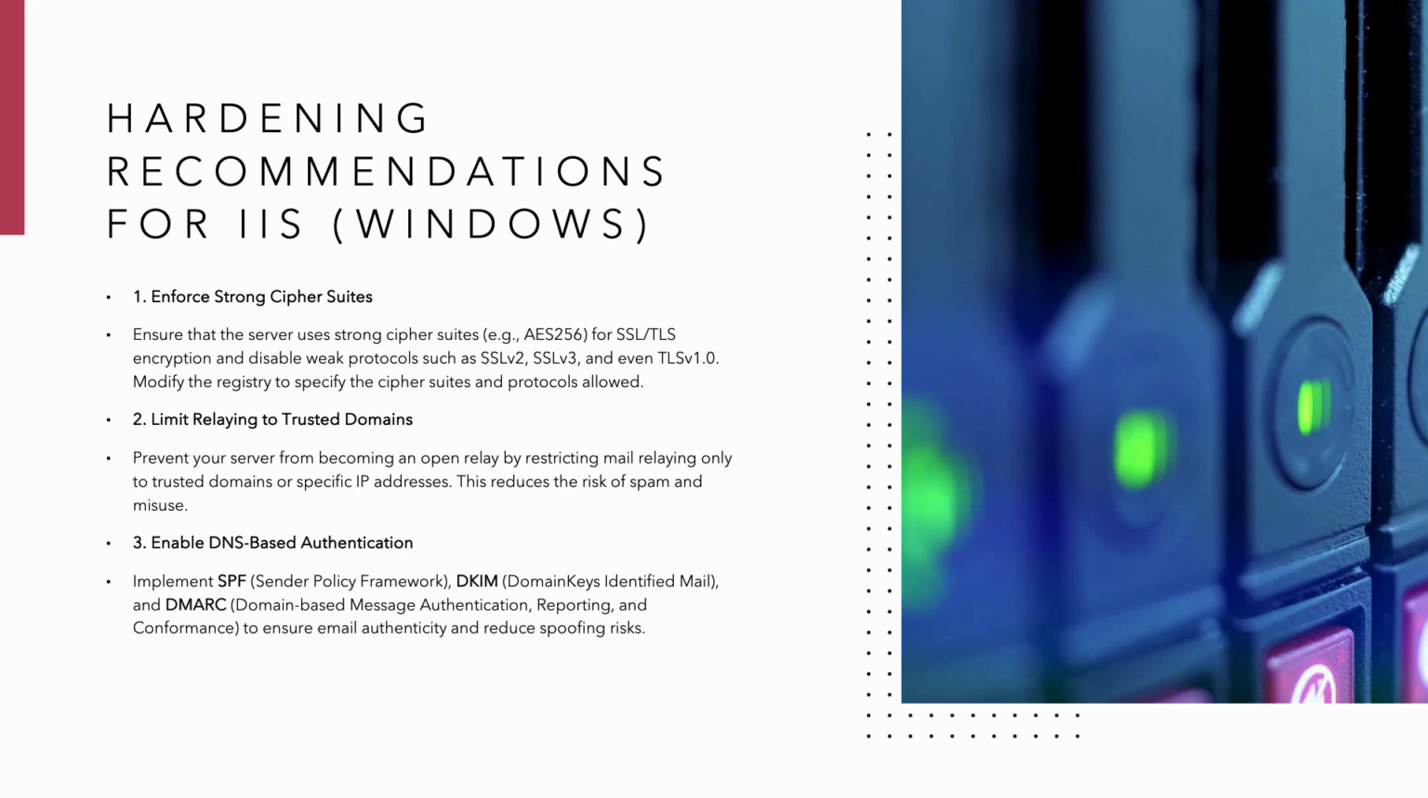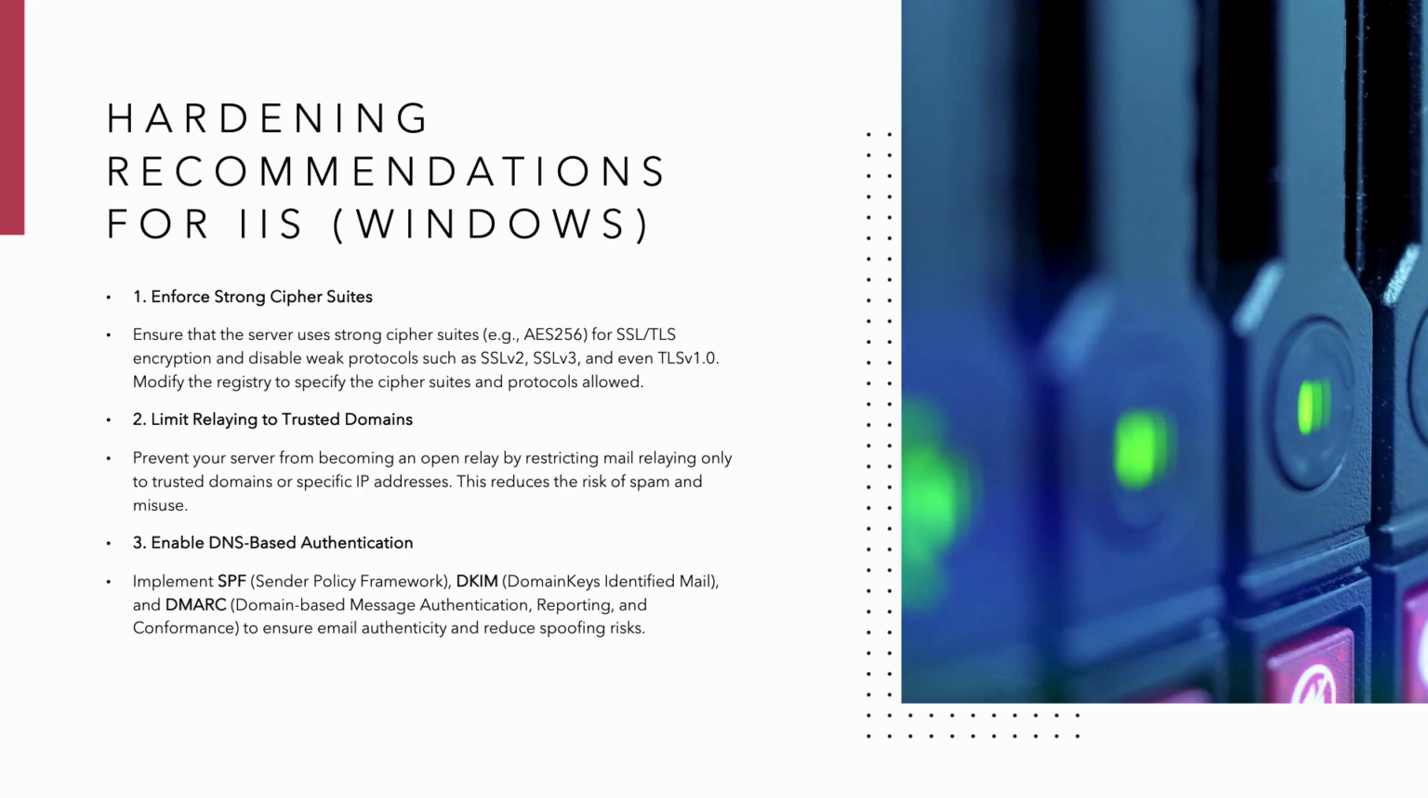Alright, so let's talk about some hardening recommendations for IIS. This will be on Windows. Number 1, you should enforce strong cipher suites. You should ensure that the server uses strong cipher suites such as AES 256 for SSL/TLS encryption, and disable weak protocols such as SSLv2, SSLv3, and TLS v1.0. You can modify the registry to specify the cipher suites and protocols allowed.